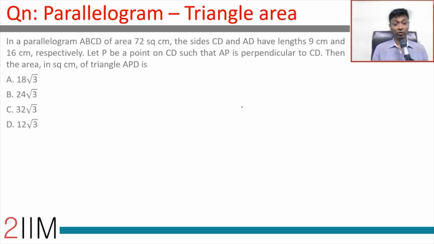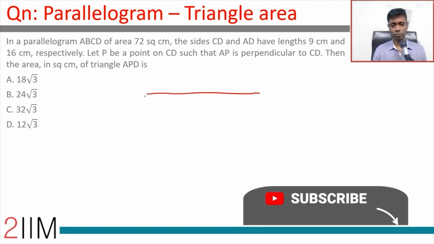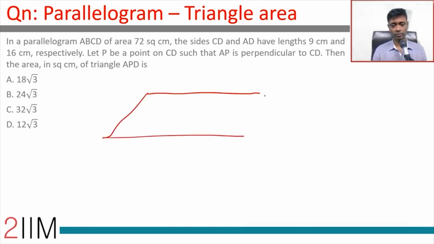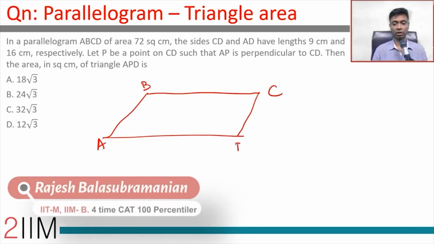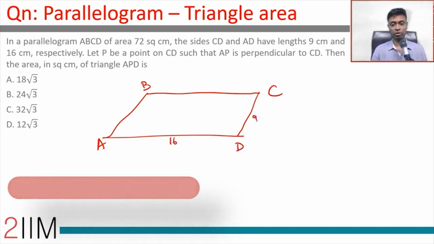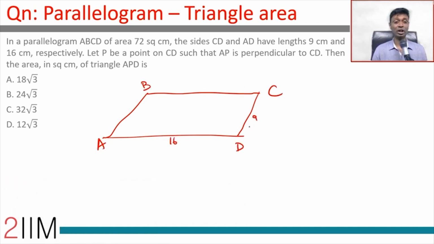In a parallelogram ABCD of area 72 square centimeters, CD and AD have lengths 9 centimeters and 16 centimeters respectively. So AD is longer. I'm going to keep that in mind. So the diagram is like this. Let's say we have A, B, C, D. This is 16, this is 9. Area is 72 square centimeters, which basically means that this height is 72 by 16 and the other height is 72 by 9, which is 8.